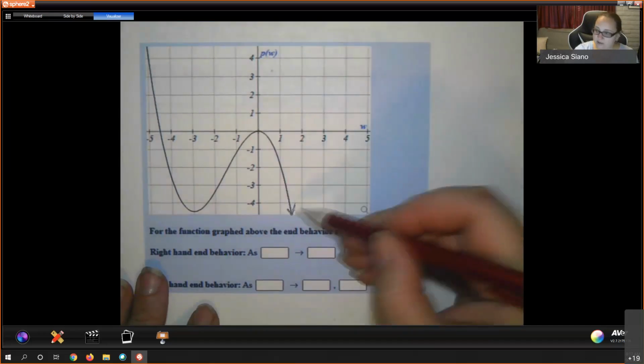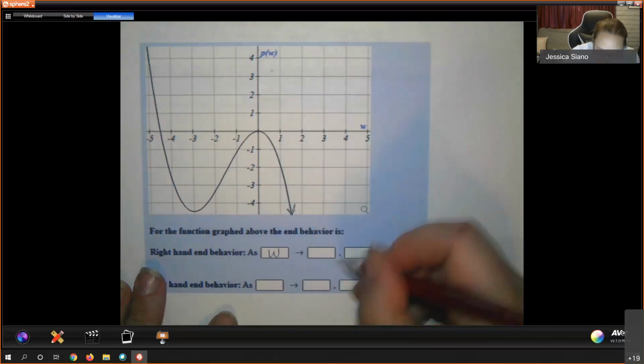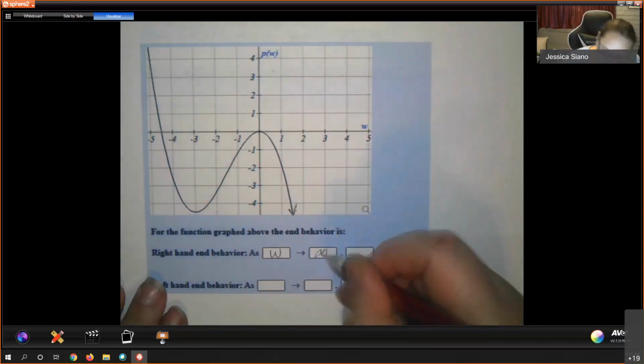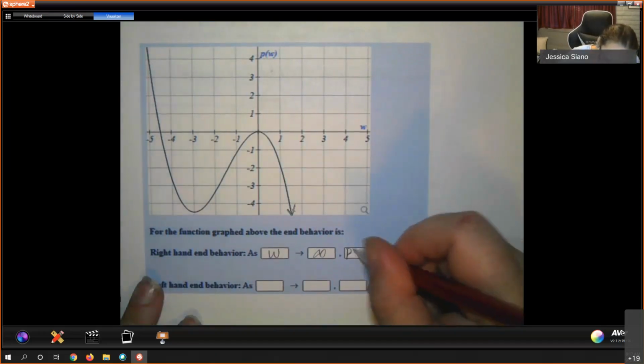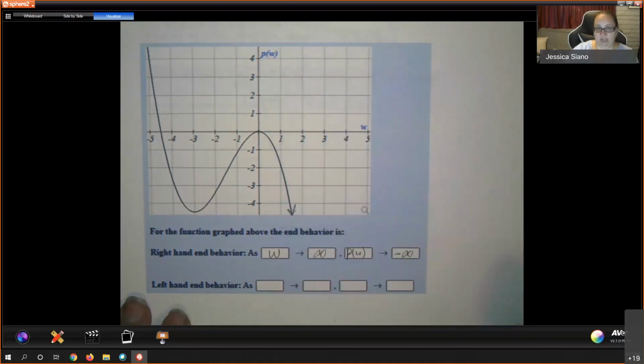What's happening here? So here, as W is approaching infinity, that means it's going to the right. P of W is going down, so that would be approaching negative infinity. So if it's going down, that's negative infinity. If it's going up, that's positive infinity. If it's going right, that's positive infinity. If it's going left, that's negative infinity.